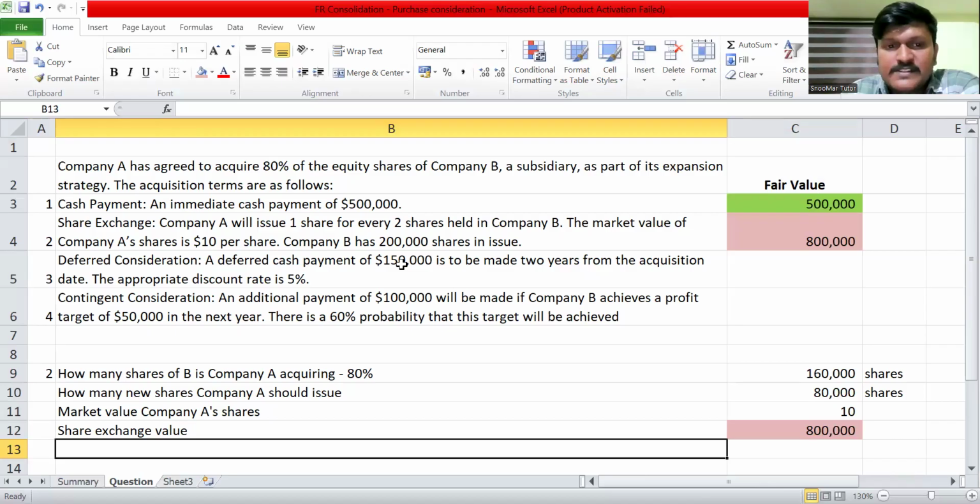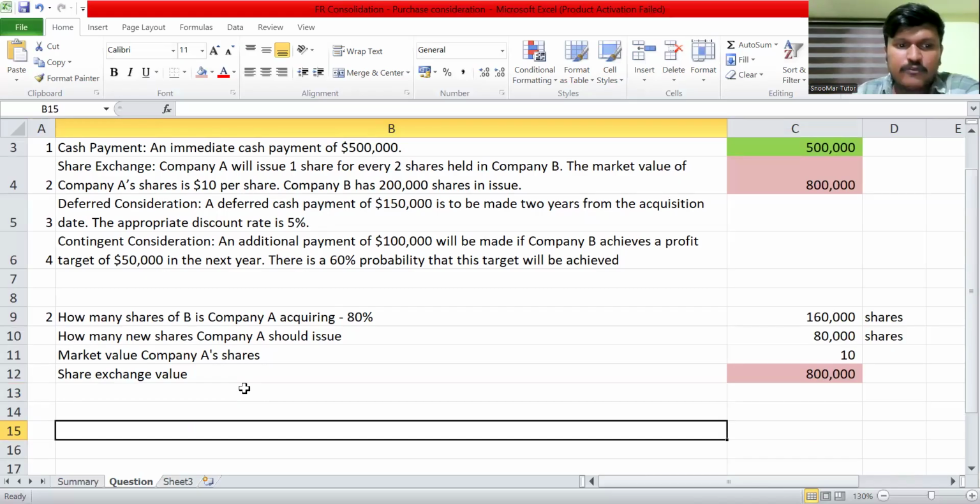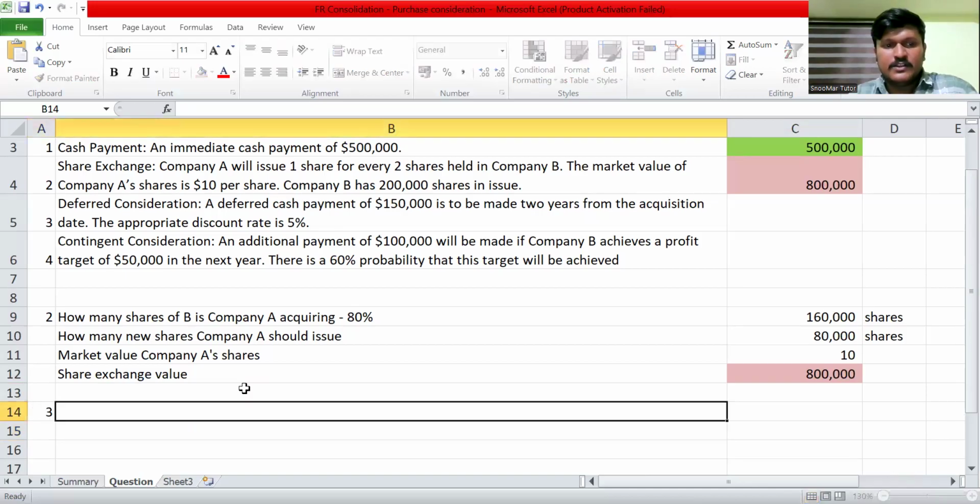So what happens is that the payment is going to happen after 2 years, 150,000. But the value now is not the same. So we need to discount it to the present value using the discount rate. So let's consider the working for the third one. What is the payment to be made after 2 years?